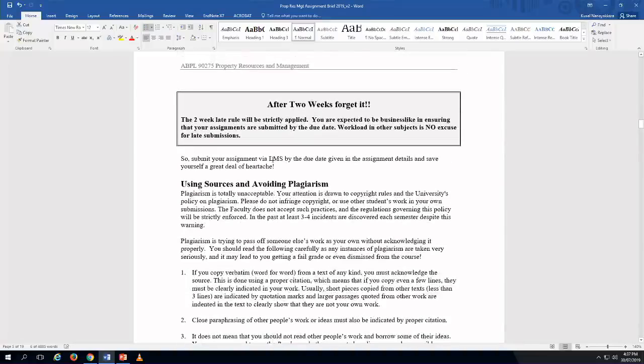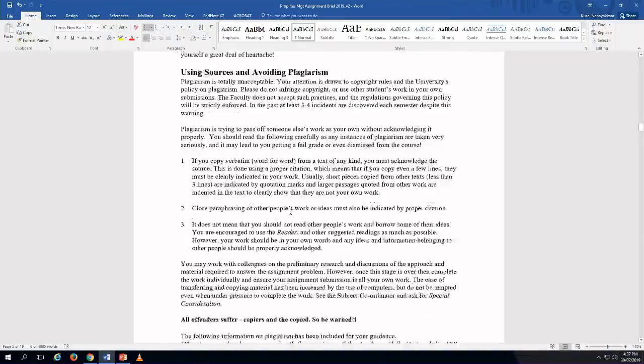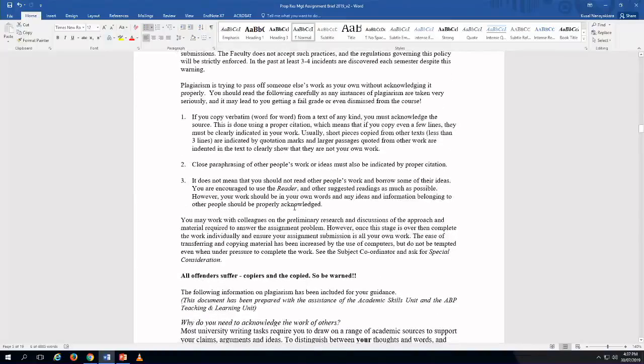Right. If you do late submission, there will be penalties, 10% per day. So if you are 2 weeks or 10 days late, just forget it. You won't get any marks. Right. So make sure you submit on time. Even before the submission date is completely fine.